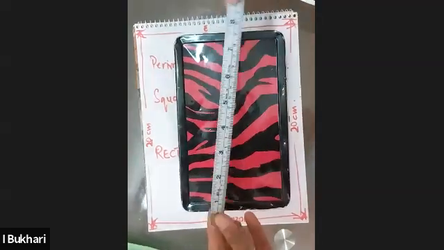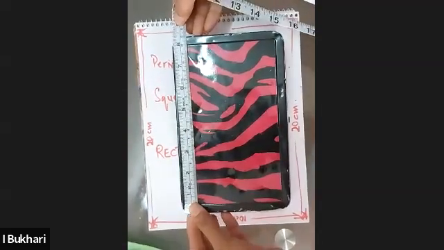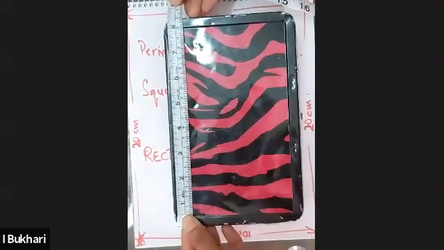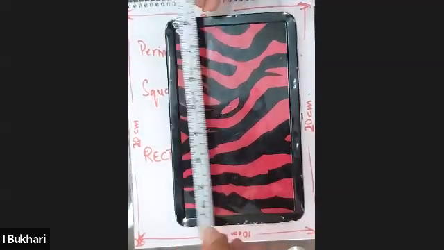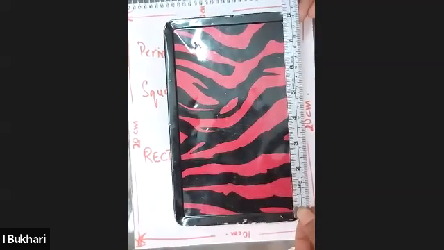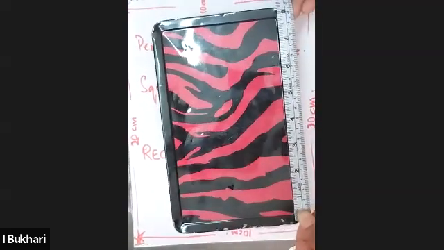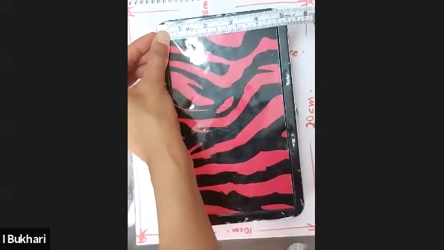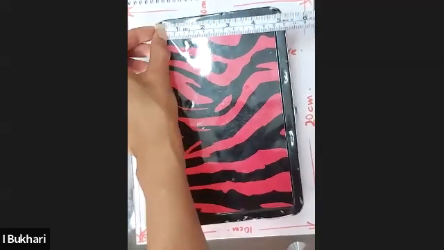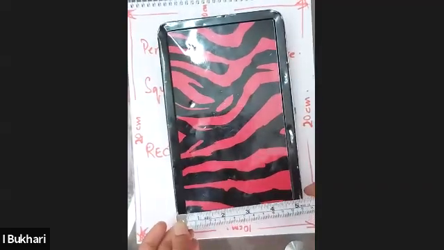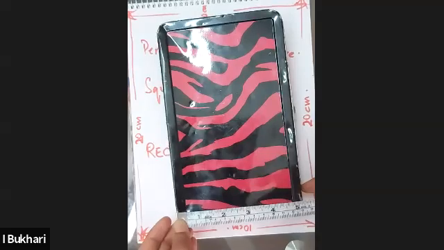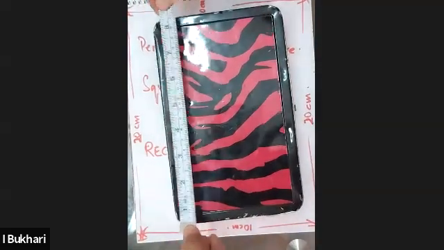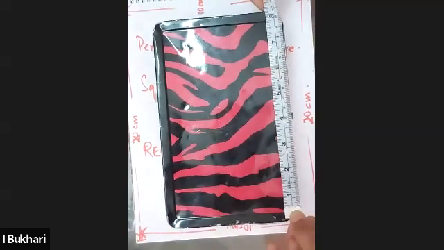Okay, this is almost 8 inches. Can you see? This side is almost 8 inches. Okay, let's measure this side. This is also 8 inches. This side is 5 inches, almost. This is also 5. So did you see that this 8 was equal to the opposite side, 8.